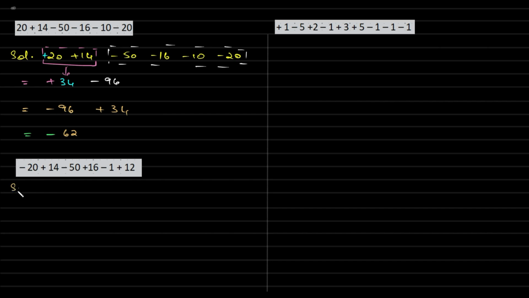So I'm writing the question. You can keep trying. If you're not getting it, I'll give you a first clue. Group the like-signed numbers. Let me group that. First I'm doing the positive numbers: positive 14, positive 16 and positive 12. And then we have the negatives: negative 20, negative 50, negative 1.